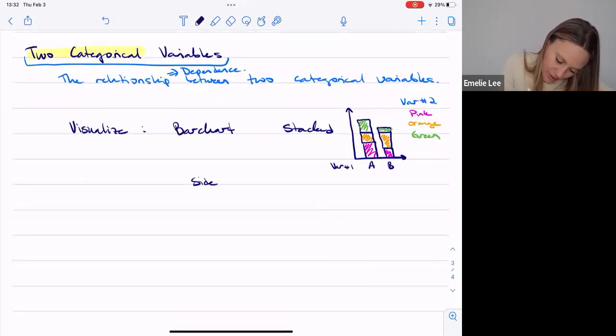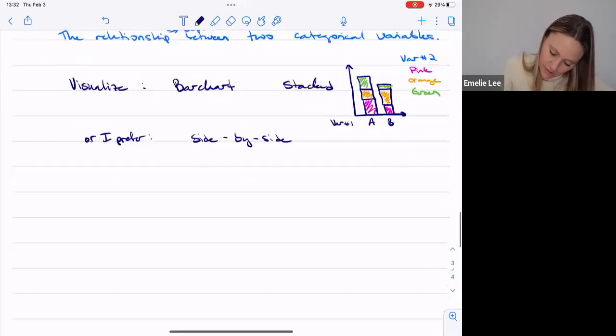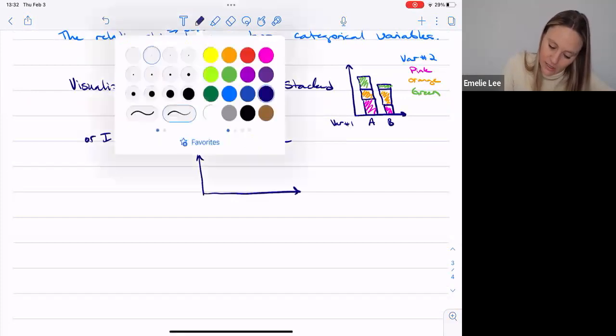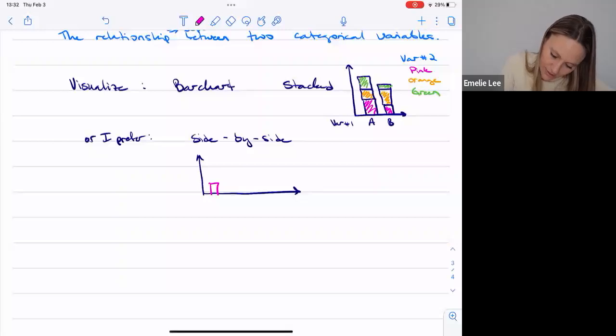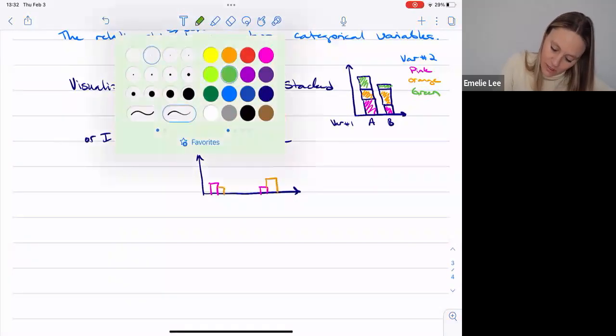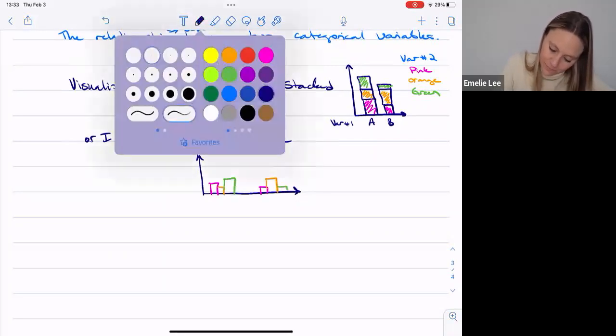So I prefer a side by side bar chart. I don't know. I just find that it's a little bit easier to look at. So then it would have kind of a pink cluster and an orange cluster, which seems to be lower. I made these kind of way too small, but that's okay. And I'm trying to follow what I did there. Oops.